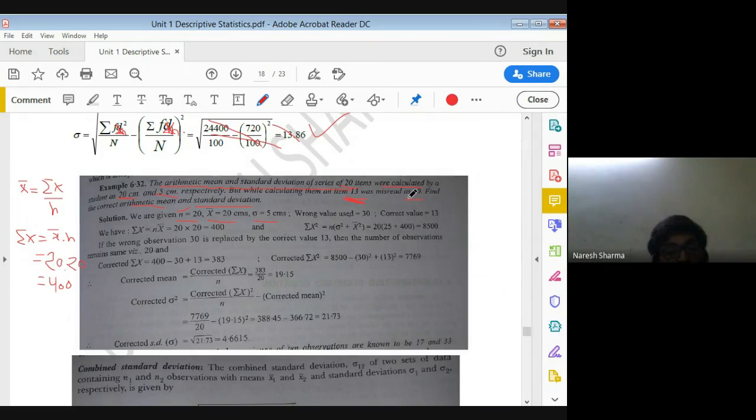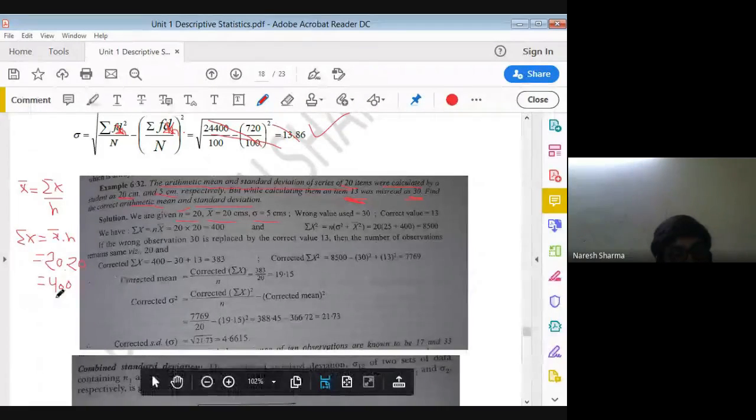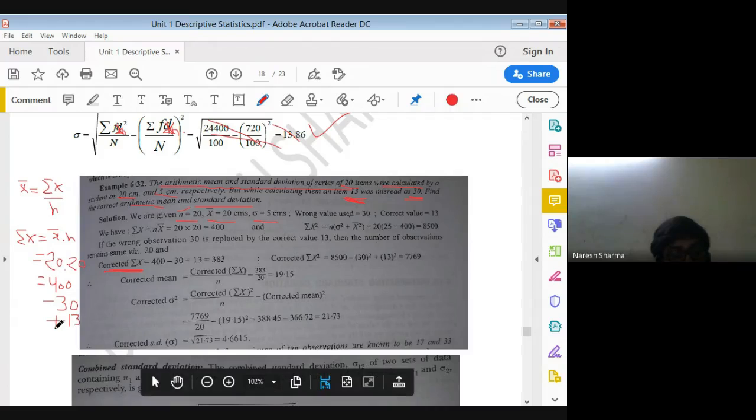So we need to remove the wrong value from this. What is your correct sum? For the correct sum, you need to decrease 30, because the item should be 13, but it was misread as 30. So the wrong item is 30. We subtract this, and it should be 13, so we add this. If you do this, you get 383.